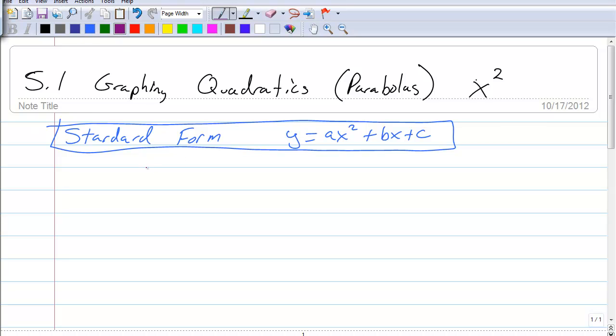What we can pull out of here is that a. We can pull out what a is. Here's a. Now, a is going to tell us a couple of things. One is going to tell us the orientation of the parabola. Now, if a is positive, it opens up, something like this. If a is negative, it opens down, something like this. Now, it's also going to tell us about the shape.